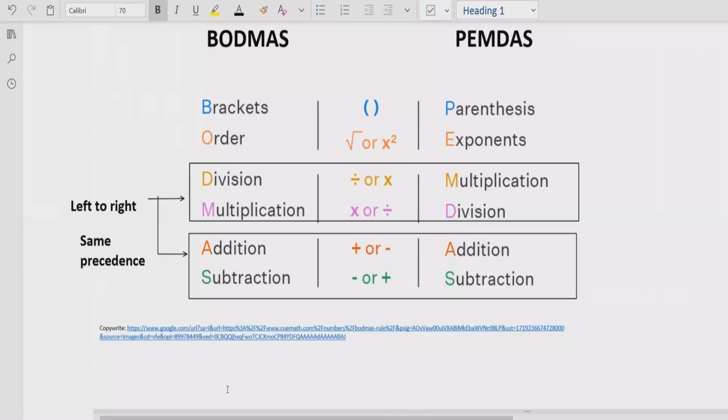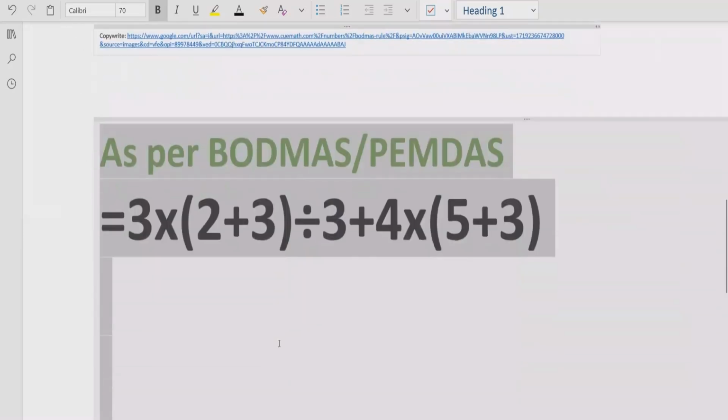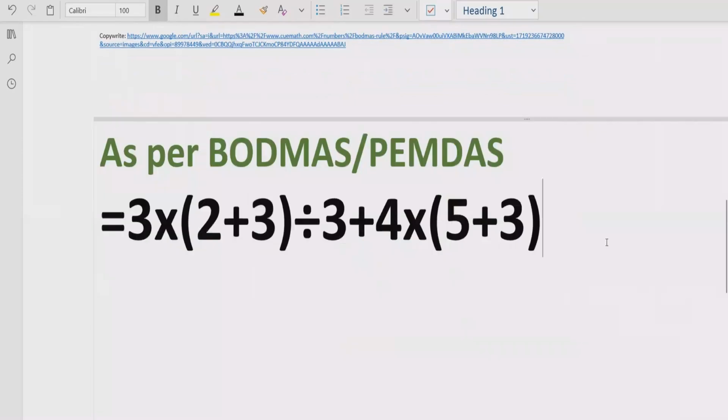So what will you do? You have to go left to right in your expression and find out the division and multiplication. Both have similar precedence, so you can solve any of them which is coming first. Similarly, for addition and subtraction, we have the same rule. We can solve addition first if it is coming first, and we can solve subtraction first if it is coming first. Now, move forward to solve the given expression.